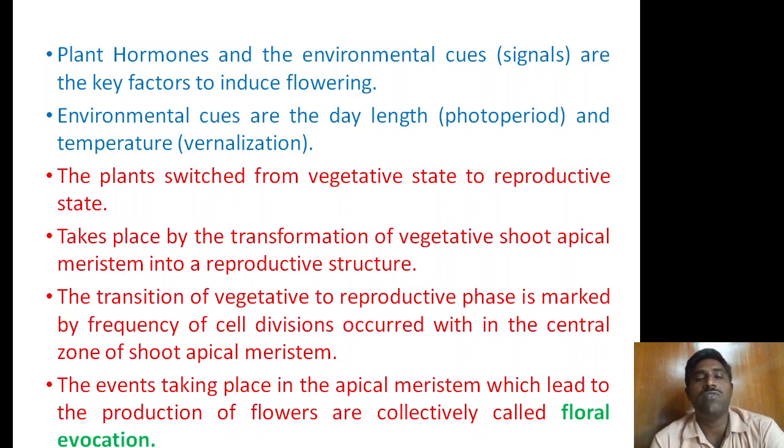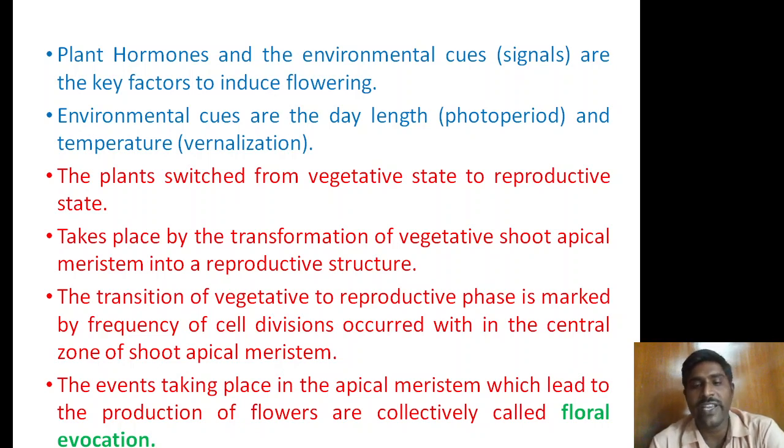Next, the transition from vegetative to reproductive phase is marked by the frequency of cell divisions occurring within the central zone of the shoot apical meristem. Generally, when you go through the anatomy of the shoot apical meristem, we can find the central zone. In the central zone, cell divisions occur. When the plant transits from the vegetative to reproductive phase, a large amount of cell division occurs in the central zone of the shoot apical meristem.